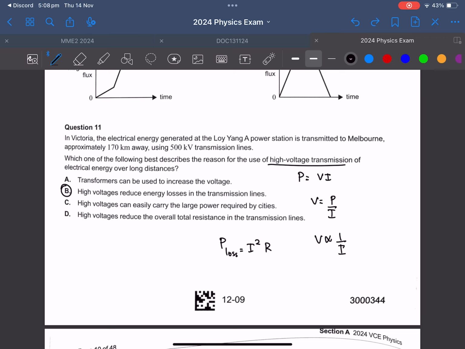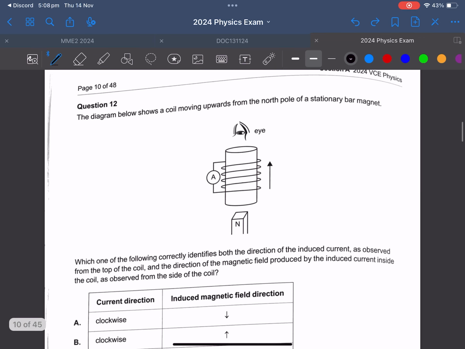The diagram below shows a coil moving upwards from the north pole of a stationary bar magnet. Which one of the following correctly defines both the direction of the induced current as observed from the top of the coil and the direction of the magnetic field produced by the induced current inside the coil as observed from the side of the coil?